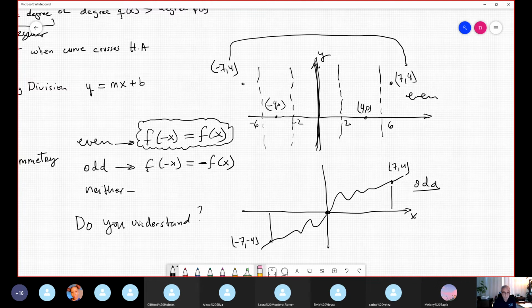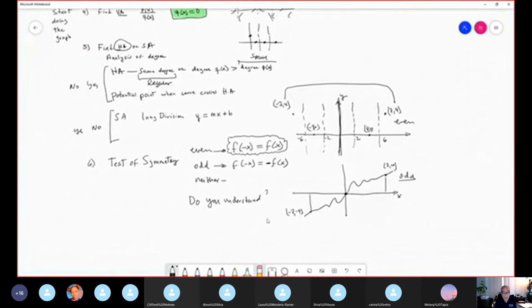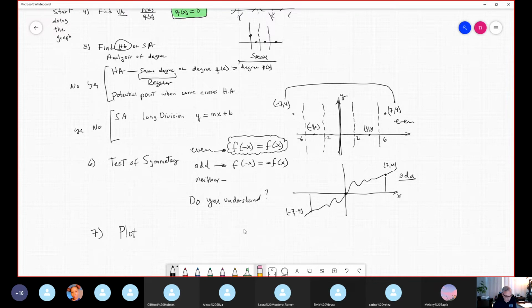Clear, guys, or no? No? But Professor, you said you have 7 points. Yeah, the last point is plot additional points. Additional points. But how many points, Professor? 1, 2, 3, 4, 5.